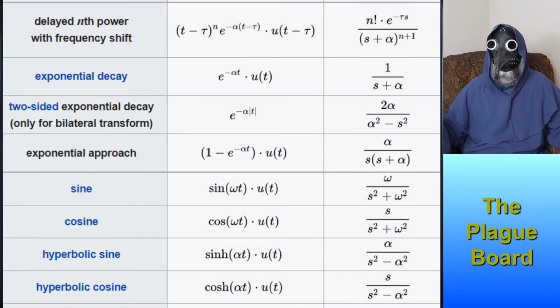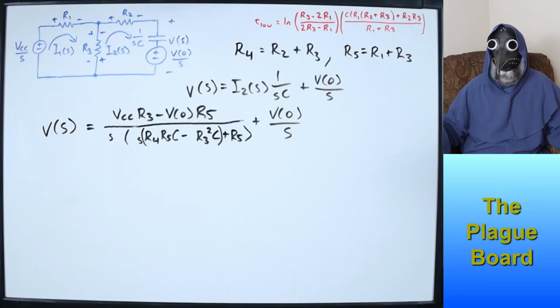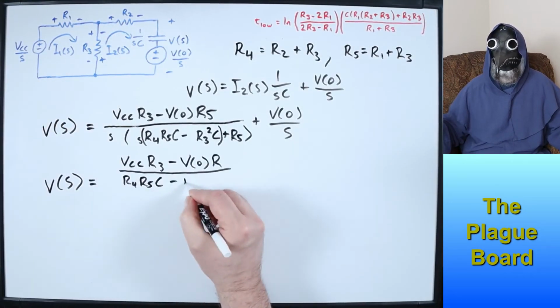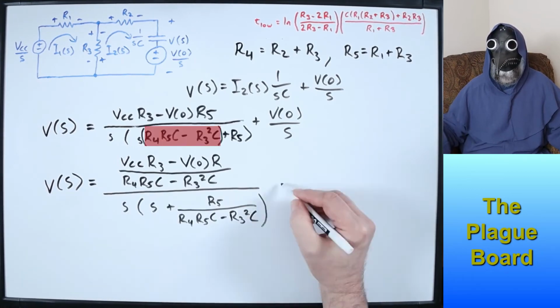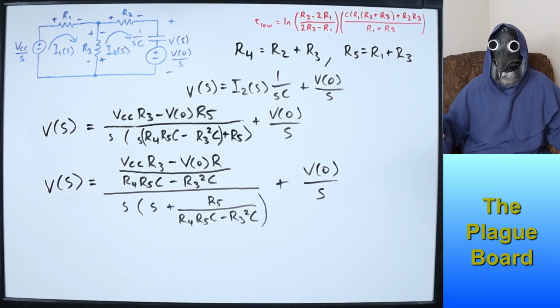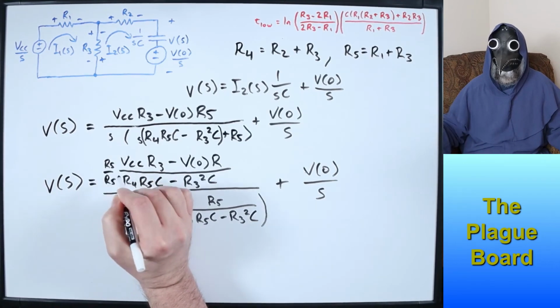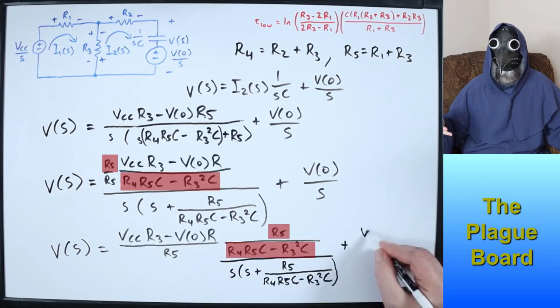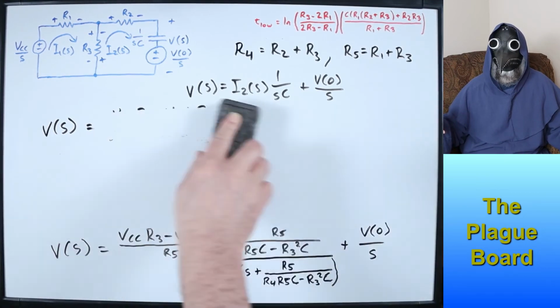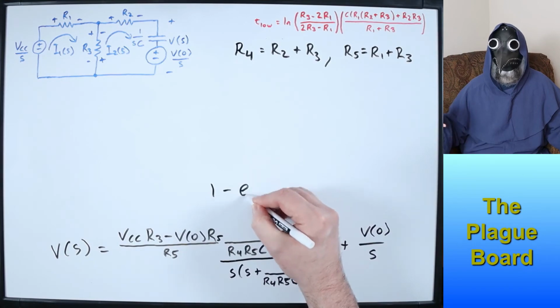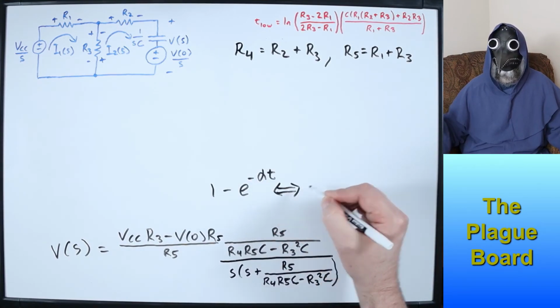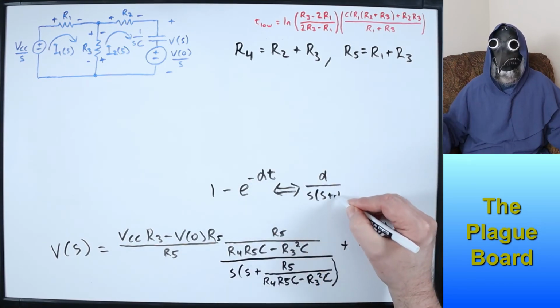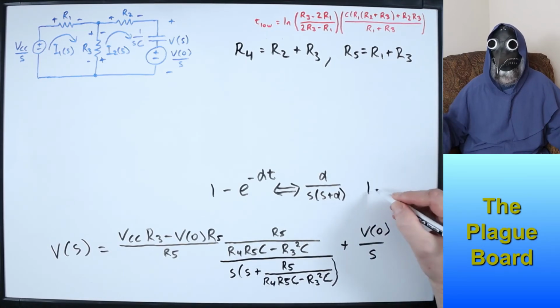It looks like we are getting close to this here, so let's see if we can finagle it a little further. I can divide both the numerator and denominator by this here. I'll multiply the numerator by R5 over R5, which is equal to 1, and separate it as follows. Now, we could use this transform pair to perform an inverse Laplace transform. And we can use this transform pair on the last term.